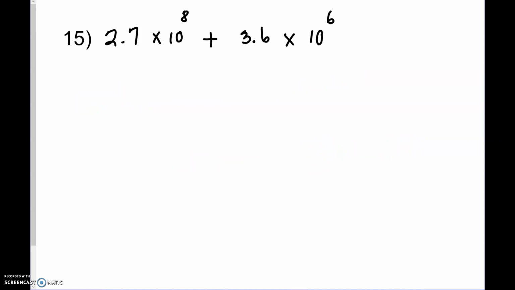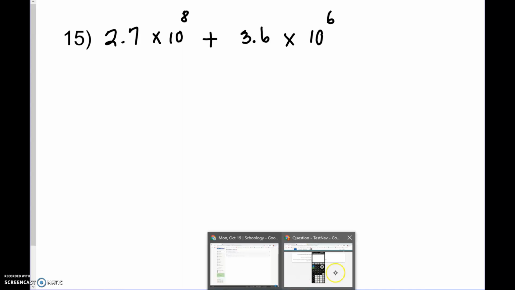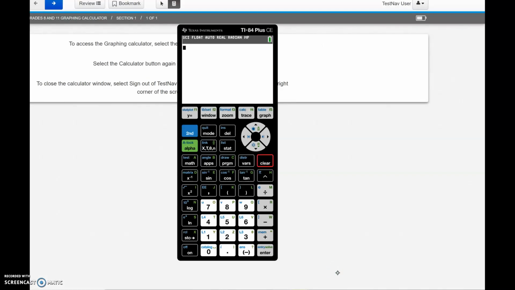All right, now we get to the lesson that was the last one that we covered in 2-4. And this, remember, is where we can use our calculators. So we can take 2.7 times 10 to the 8th and put that right in your calculator and add 3.6 times 10 to the 6th. So you can go right to your calculator and put in those two numbers.